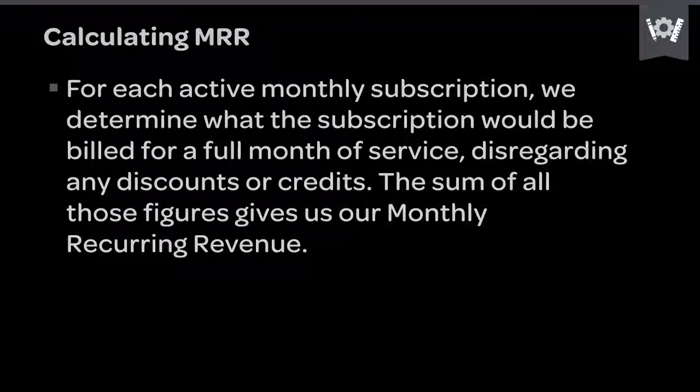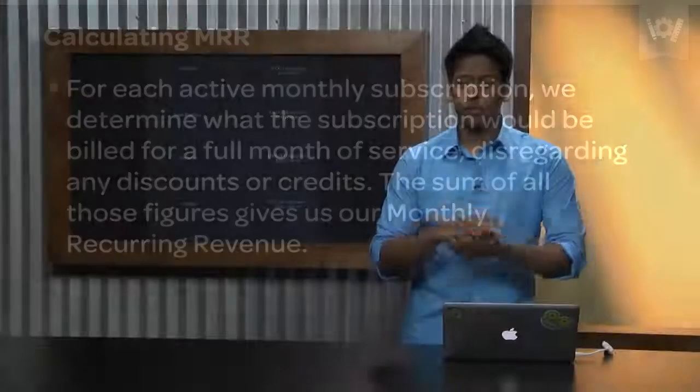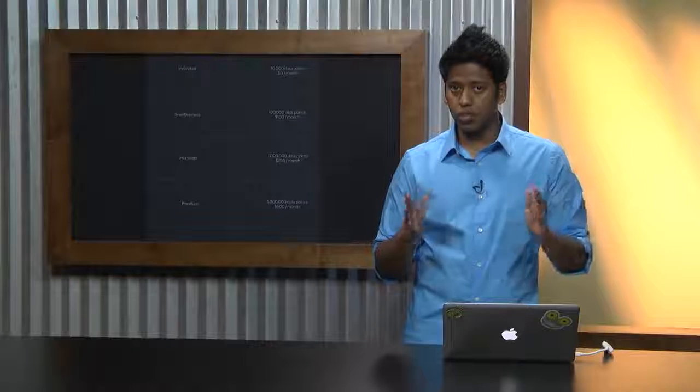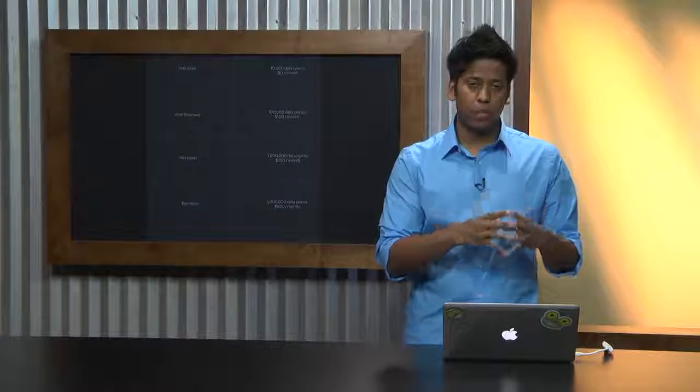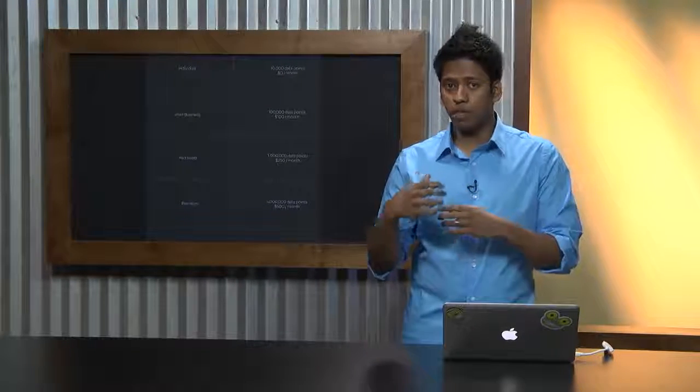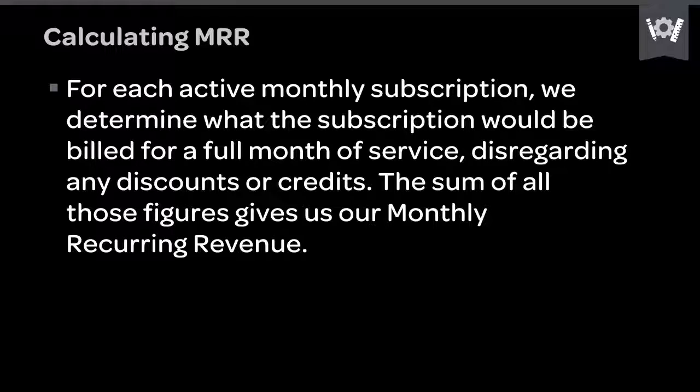Calculating MRR is relatively straightforward as well. For each active monthly subscription that we have, we determine what the subscription would be billed for a full month of service, disregarding any discounts or credits. So if you've given a customer credit, you do not take any of those things into account. You take the number that they would pay if they were paying their month in full. And then the sum of all those figures across all customers gives us our monthly recurring revenue.